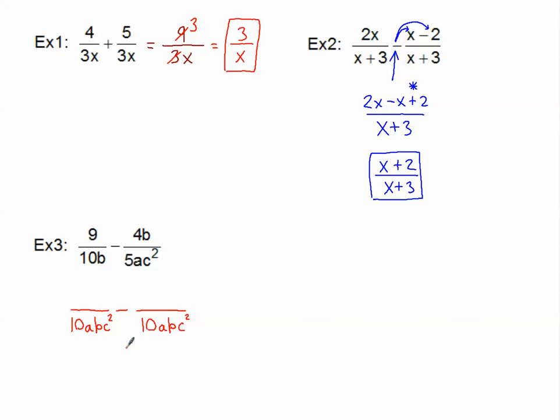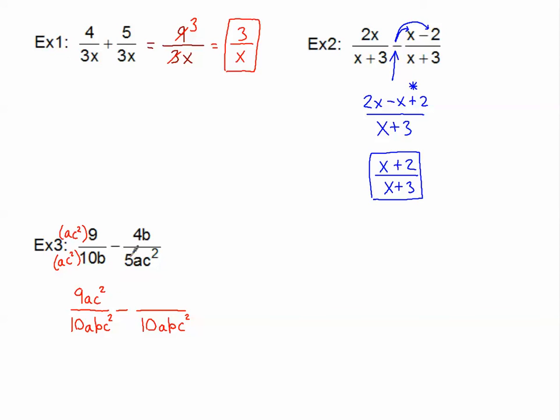So now what we need to do is make these denominators turn into that. Well, the 10 is already a 10, and we already have the b, but we're missing the a and the c squared. So I'm just going to multiply by a and c squared. I have to do that to the numerator and the denominator, of course. Let's see what the new numerator will be. 9 times ac squared is just 9ac squared.